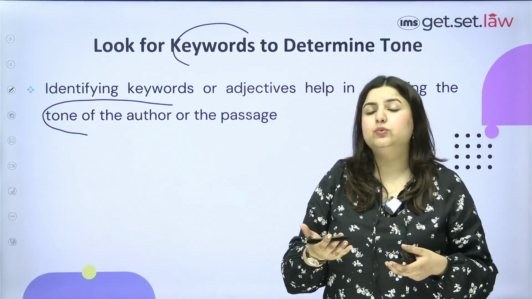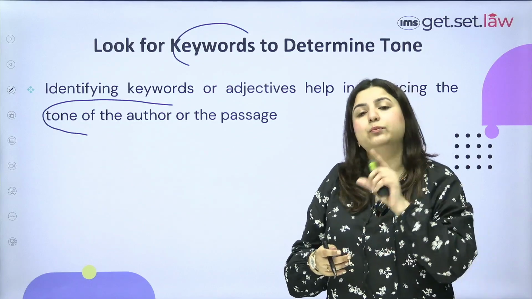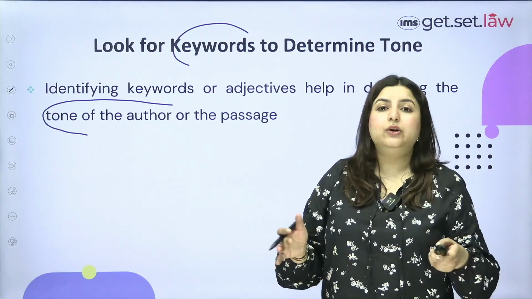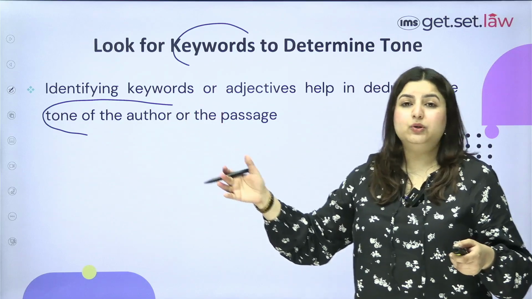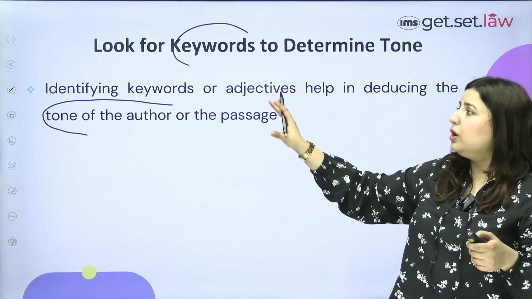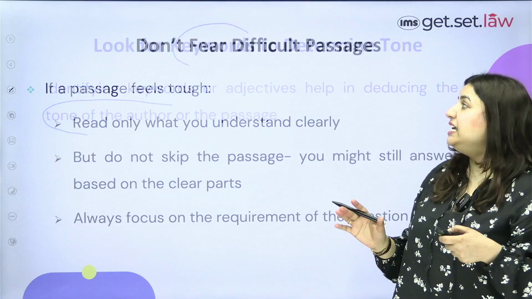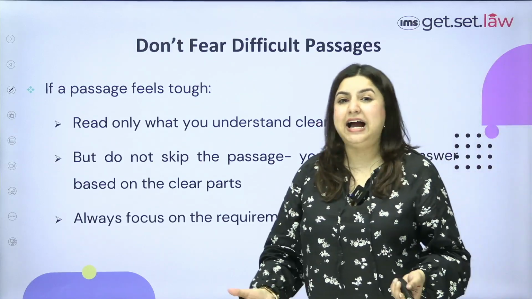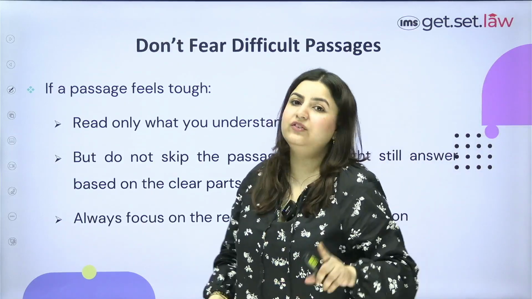How does the author feel towards the topic that he is discussing? Is he supporting it? Is he disapproving it? And all of that. So this is a third step you need to keep in mind. And all of this cumulatively you can use even when you do not understand a particular passage. So let's talk about difficult passages.